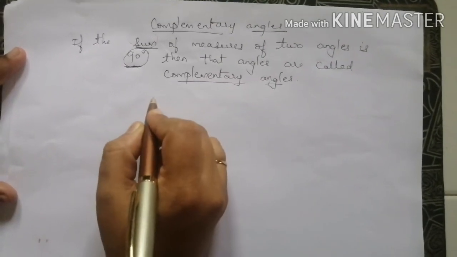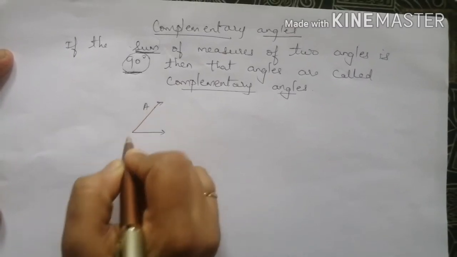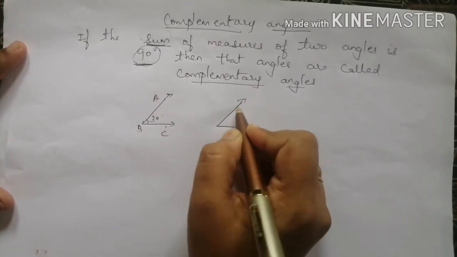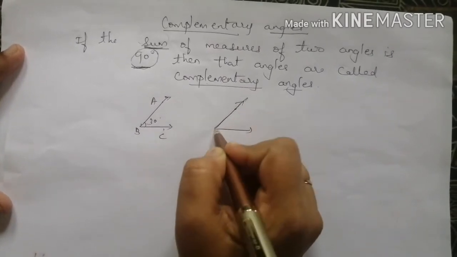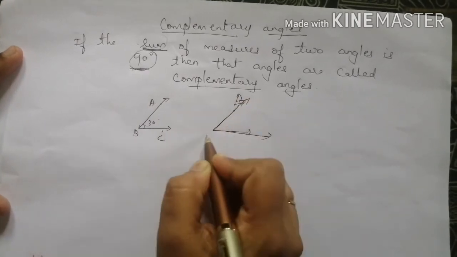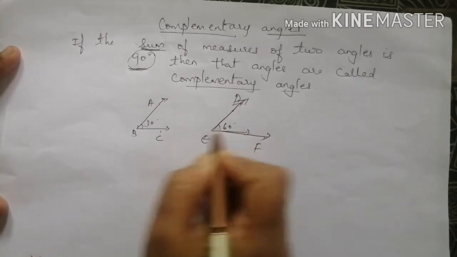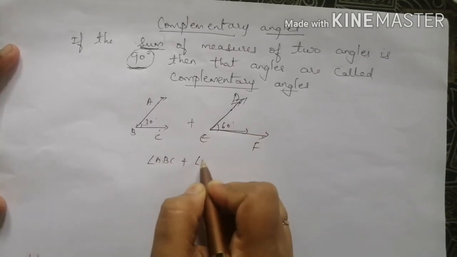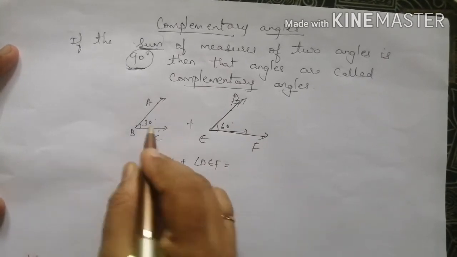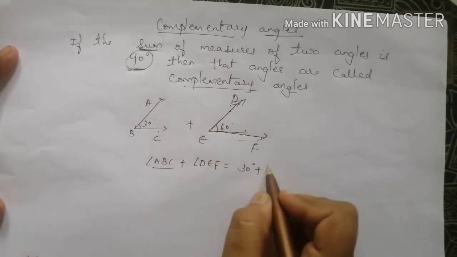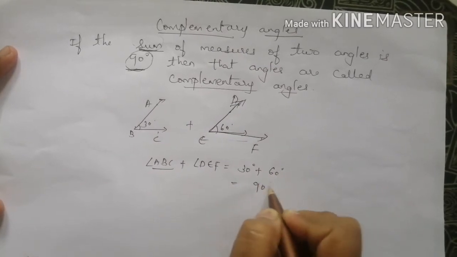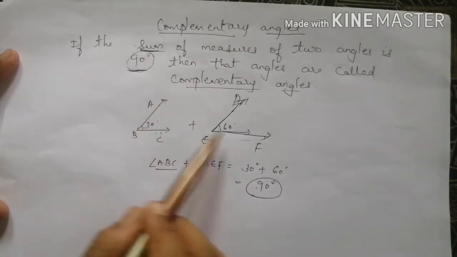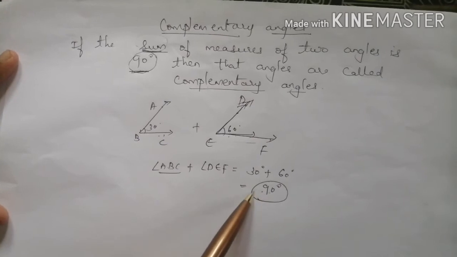For example, this is one angle, suppose angle ABC, it is of 30 degree, and one more angle, suppose DEF, suppose it is 60 degree. So just add these two angles, angle ABC plus angle DEF. What is the measure of ABC? 30 degree. 30 plus what is the measure of DEF? 60 degree. 30 plus 60 will give you how much? 90 degree. So they are both what? Complementary angles. If the total of two angles is 90 degree, they are called complementary angles.